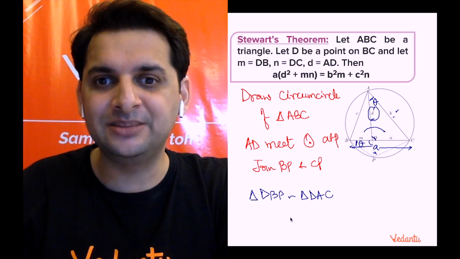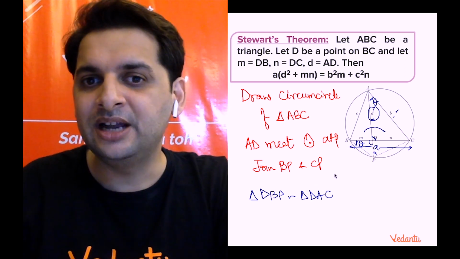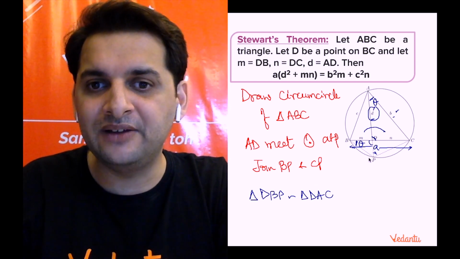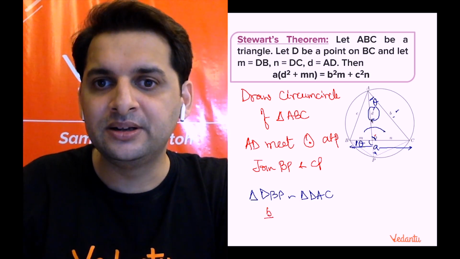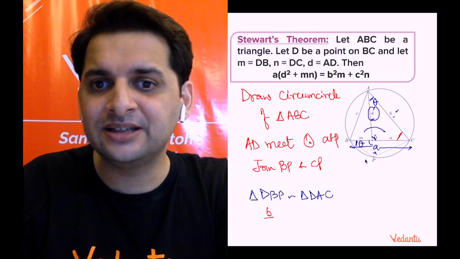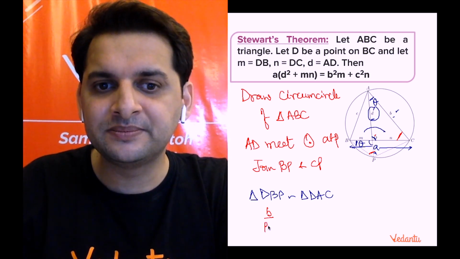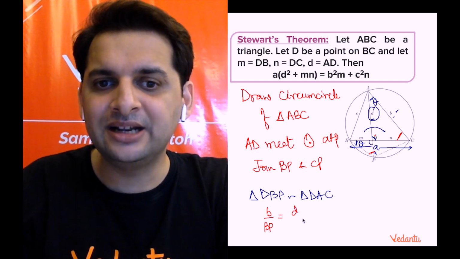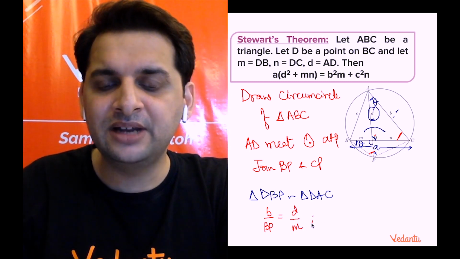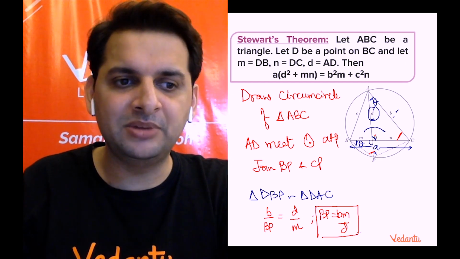Now, if these two triangles are similar, let us write the lengths in proportions. So क्या है? What do we have? Now can I say this angle के सामने B है? So B upon the third angle is C in this case and P in this case. So B upon BP is equal to इस angle के सामने we have D and इस angle के सामने we have M. So clearly BP is BM upon D. There is no problem in this.